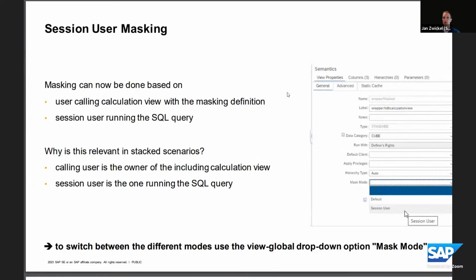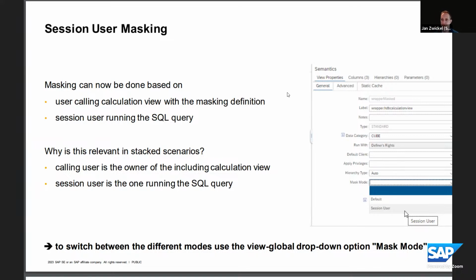Now, the second feature is about session user masking, and this is relevant in the context of column masking. We introduced column masking, which allows you to mask certain columns. For example, you can define an expression that is displayed instead, so instead of displaying an account number, you display only the last 3 digits or something like that. Whether you see the unmasked or masked values depends on the privileges of a user.